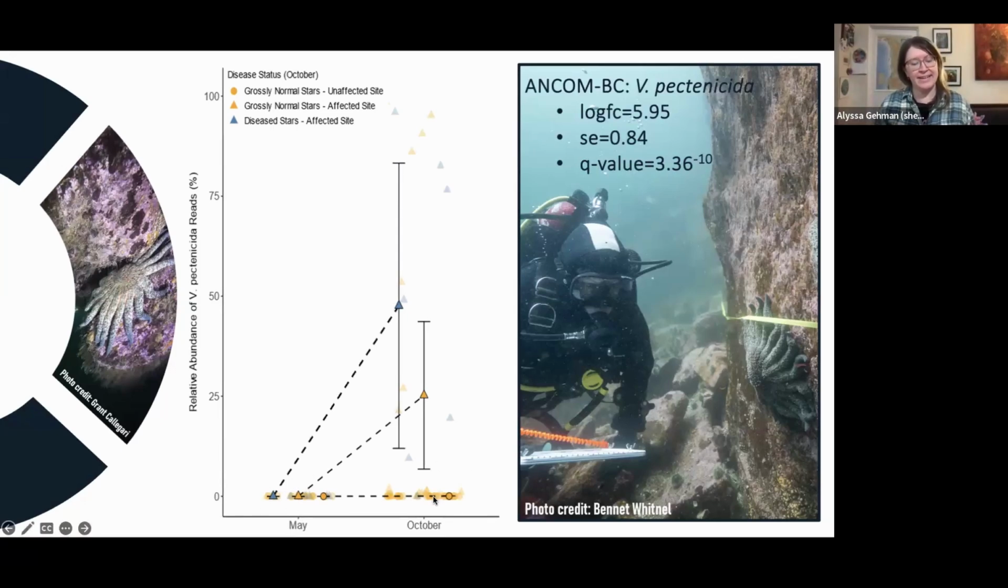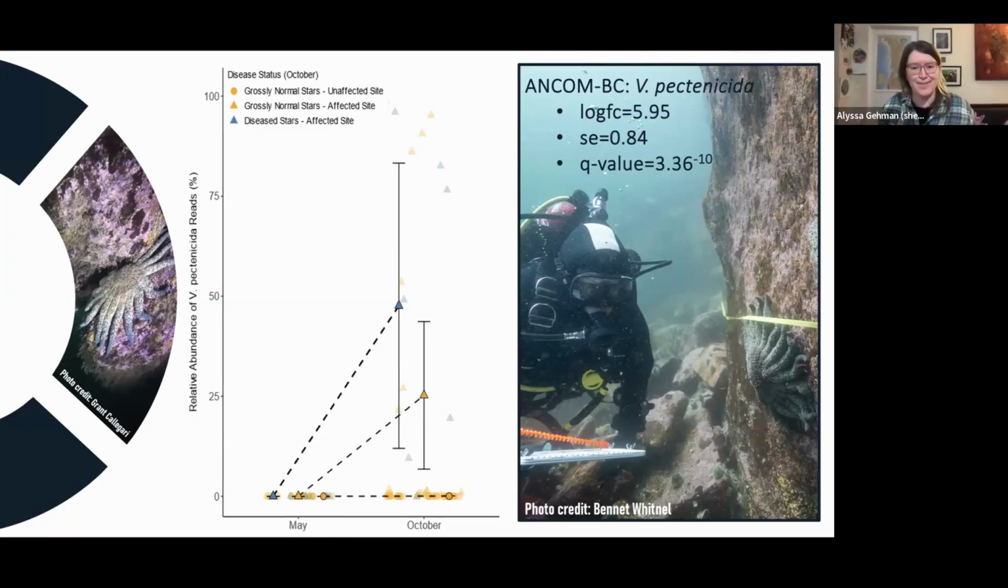In October, when we came back, we found VPEC in some individuals. Almost 100% of the reads, especially this one up here, were full of VPEC in the diseased animals, and this is at sites that have disease. We also see large amounts of VPEC in animals that look okay, but that are at sites that have disease. So again, probably the individuals that are in this kind of lag phase. And then at the sites that didn't have any disease, so at the unaffected sites, we saw very little or no VPEC.